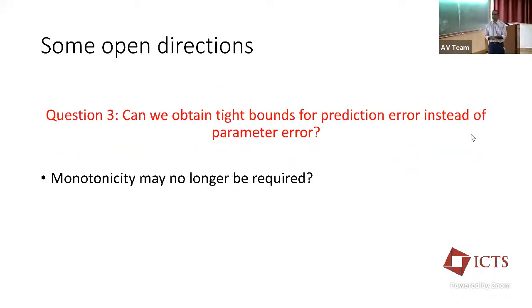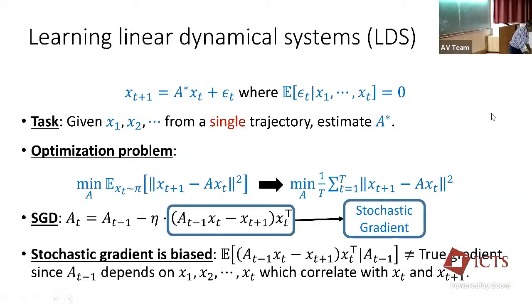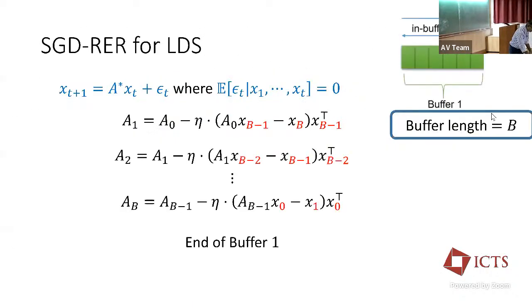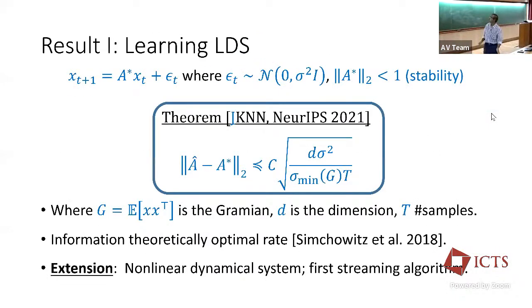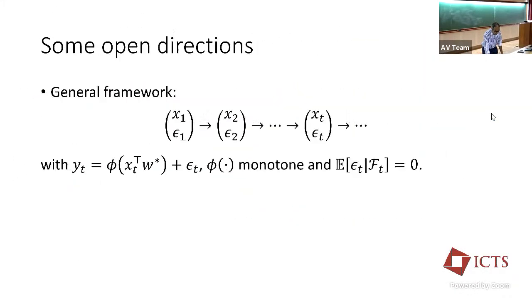And then the results that we have shown so far are mainly for the parameter estimation setting. And that's why you had terms like sigma min of G, because we are giving this parameter estimation error. But if we just care about prediction error, then such terms should not be there. So designing your analysis so that we can directly target prediction error and avoid these issues would be quite interesting.